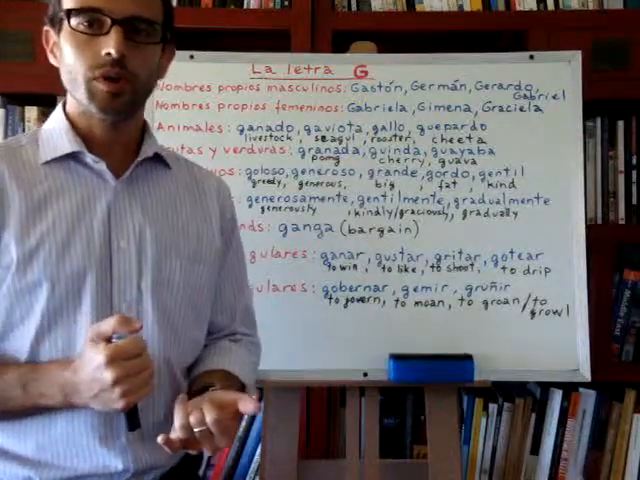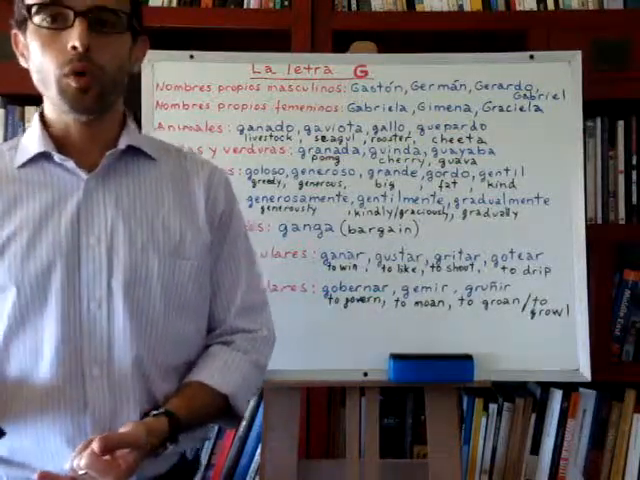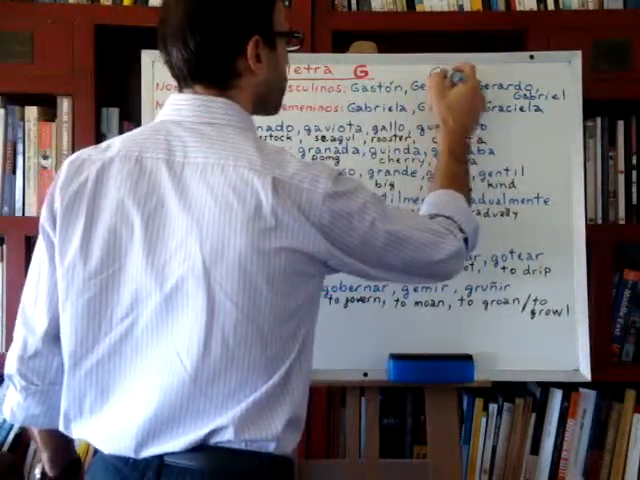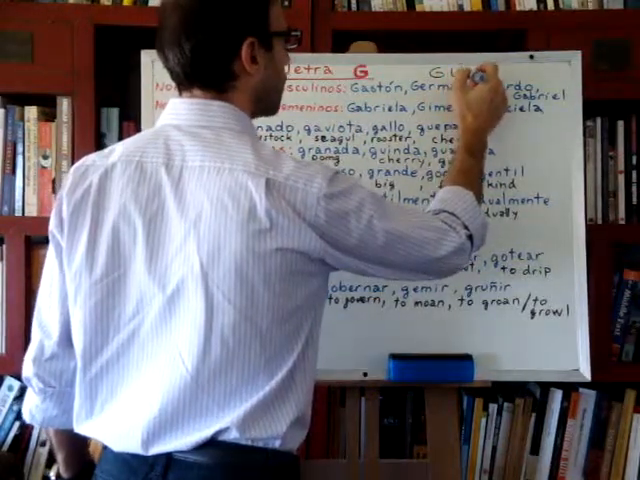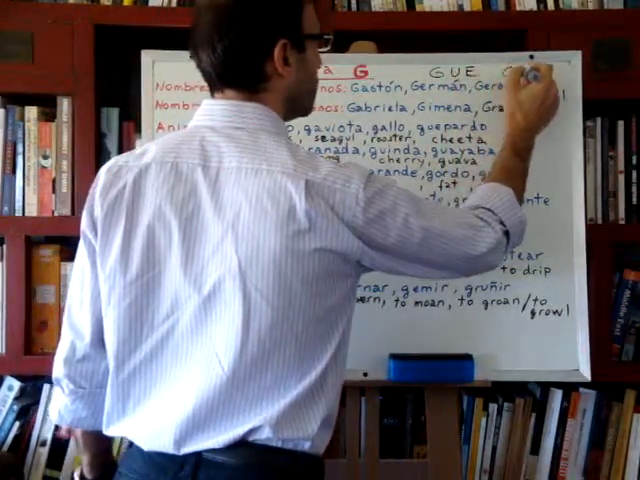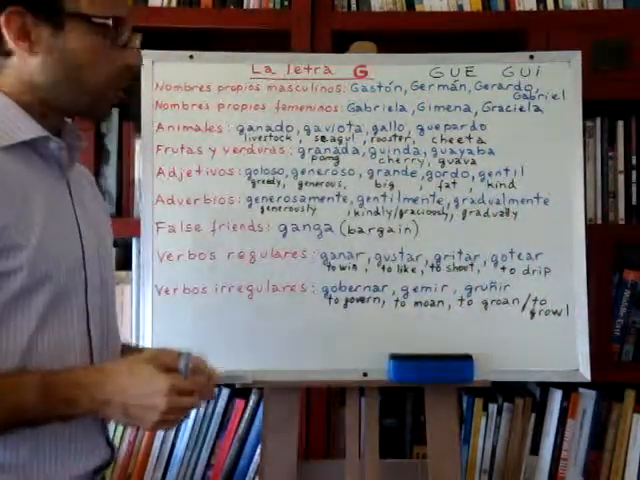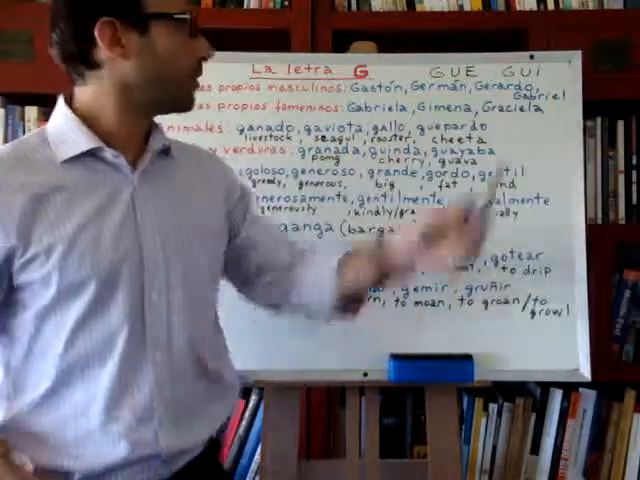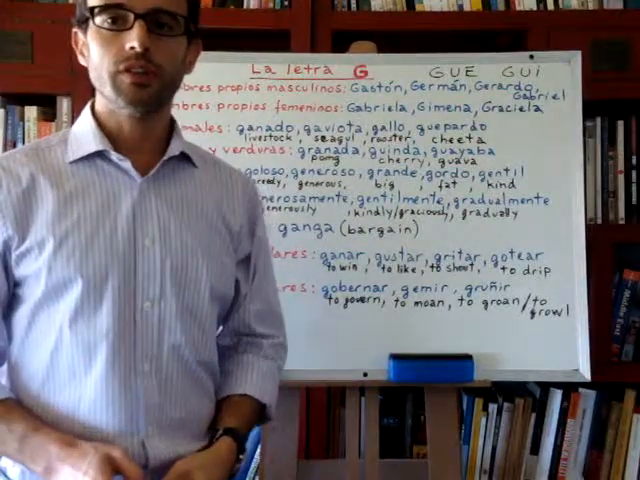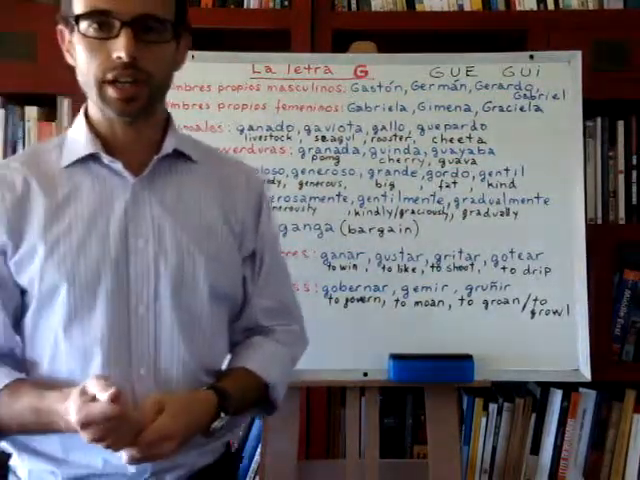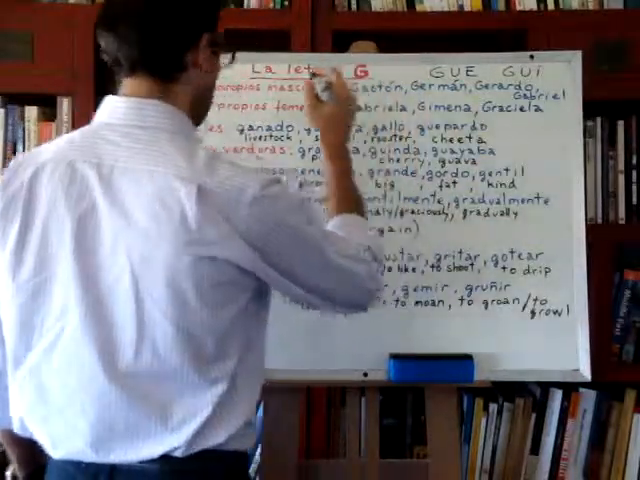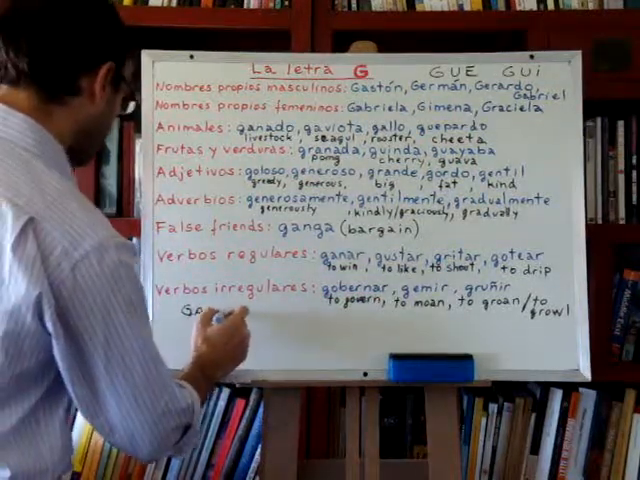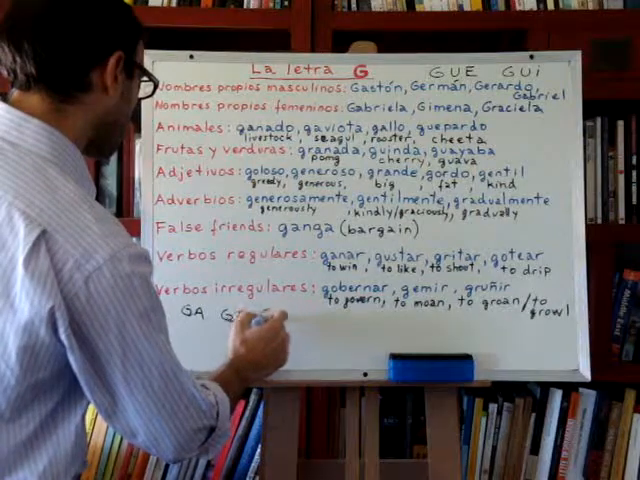The G sound when it's followed by A, O, or U, or also in this case, the G sound, we need to put a U in between, okay? And G, okay? When the G is followed by E and I, if there is no U in between, the sound of the G is like J, okay? So, this sound is Ga. This sound is Go. This sound is Gu.